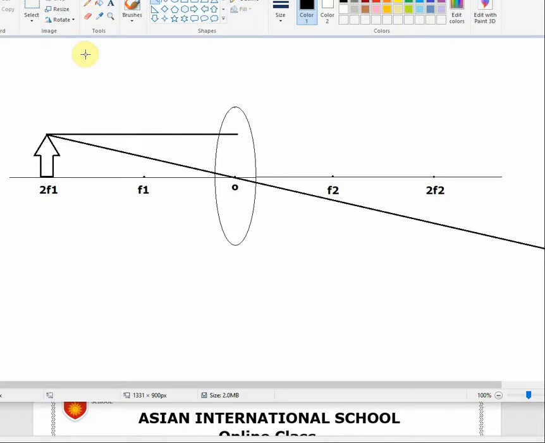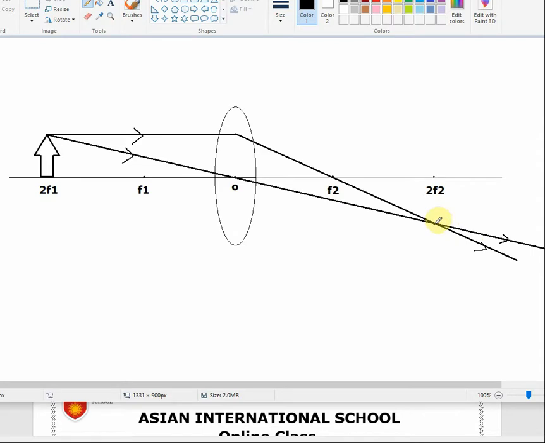Okay, and this line, we know what will happen to this line. This line will pass through the focus. If I pass it through the focus, it will be right here. Okay, now if I give the arrows, now you can see the two lines after refraction meeting at this point.